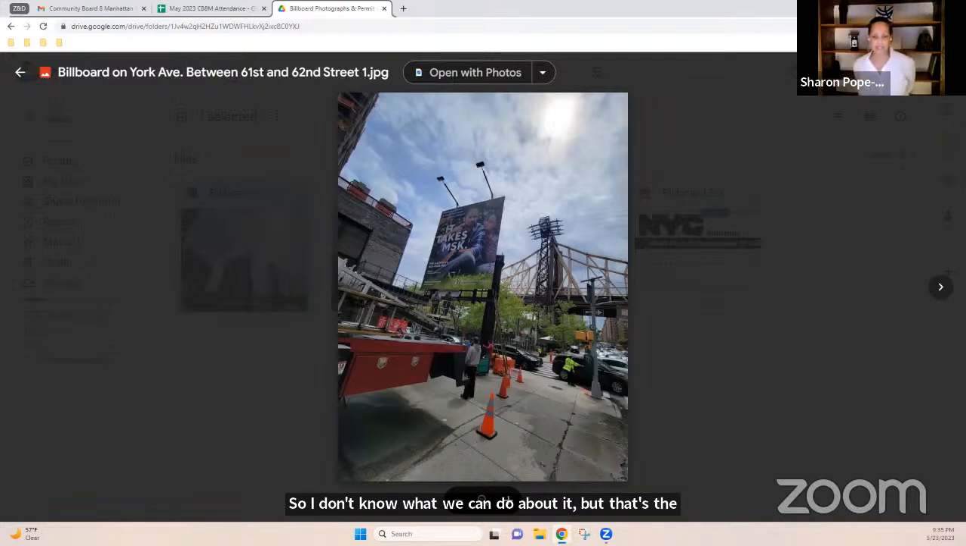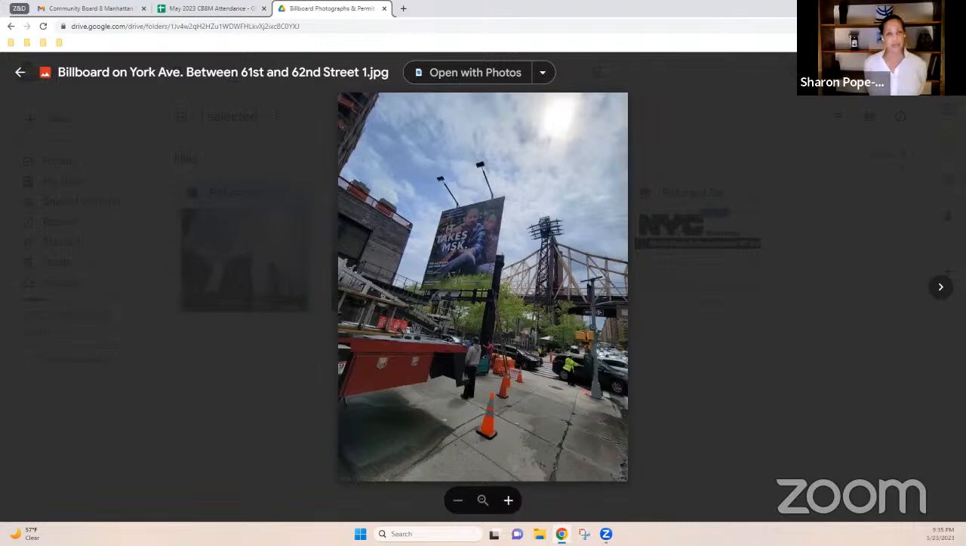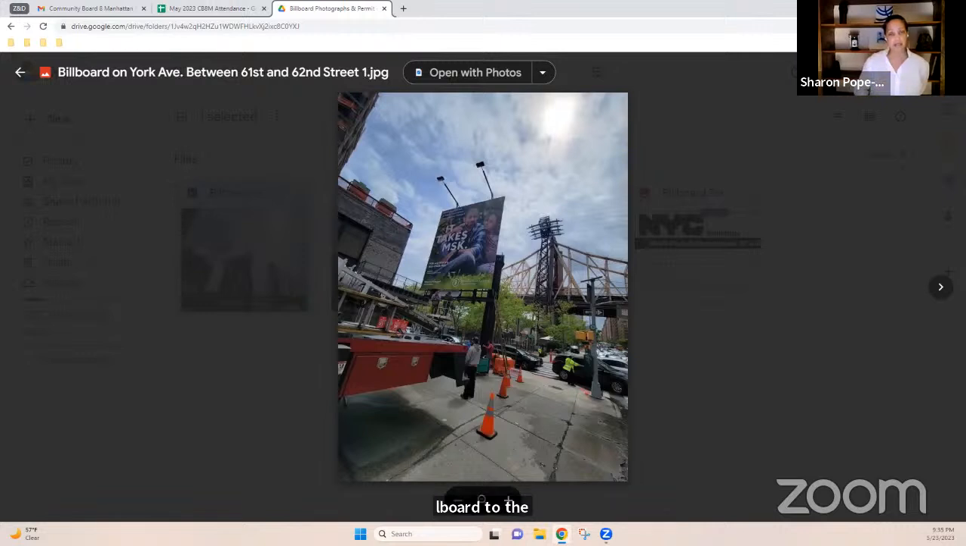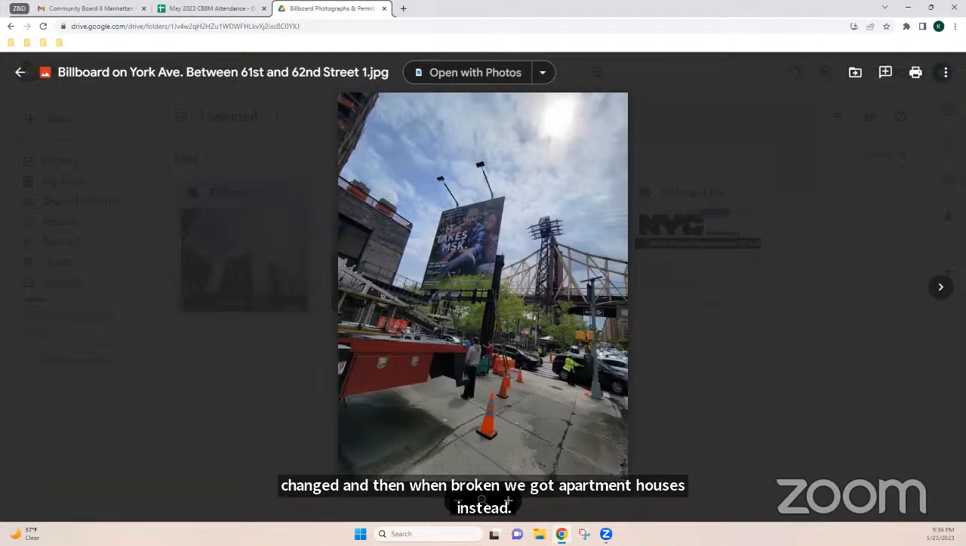And Judy, just to clarify, did the Bentley Hotel get permission to do that? Can you tell me what the relationship is of the billboard to the occupants of the hotel? No. They have the right to do the billboard because it's an R8 district. It's the only one here in the 60s, as I understand it. And the Glick site was R8, but he got it changed and then went broke and we got apartment houses instead. So that left this one block to be R8, which allowed them to put that up.